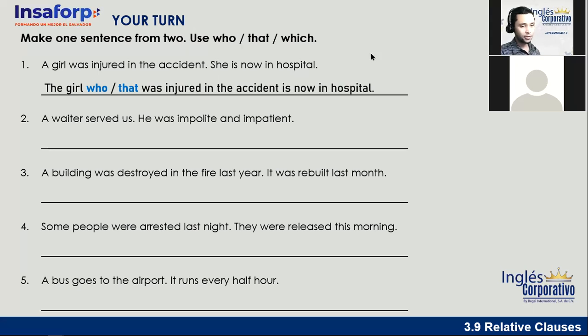Una pequeña aclaración. Si se fijan en el ejemplo, dice a girl was injured in the accident, she's now in hospital. Como nos estamos refiriendo a la misma persona de nuevo, ya no vamos a decir a girl, sino the girl. Y lo mismo va a pasar con las otras oraciones, ¿verdad? Ya no vamos a decir a waiter, sino the waiter. Ya no decimos a building, sino the building. Ya no decimos some people, sino the people. Y así.